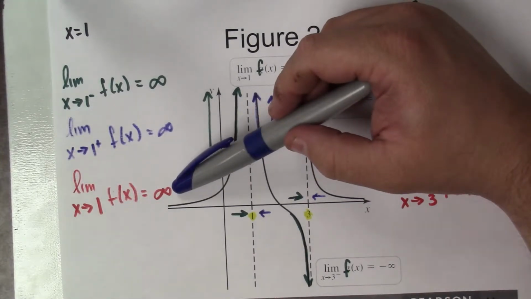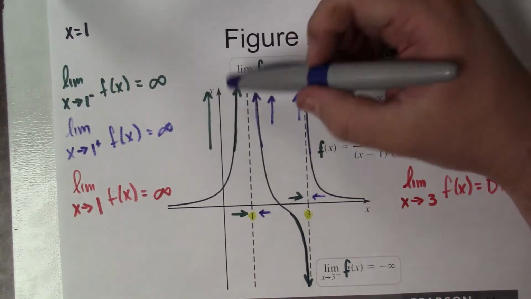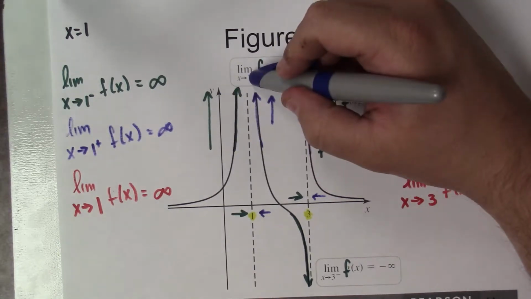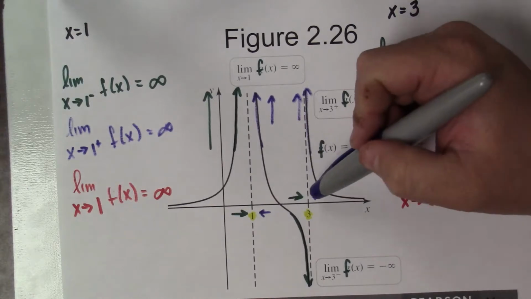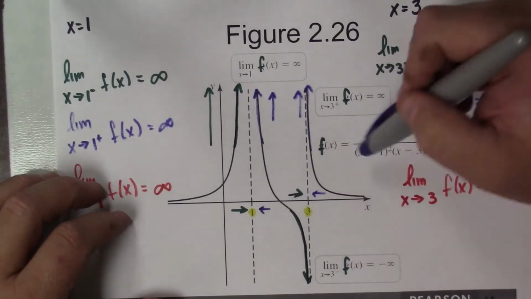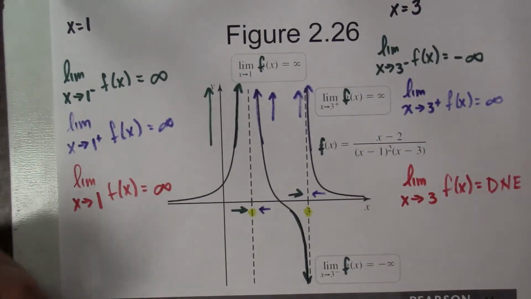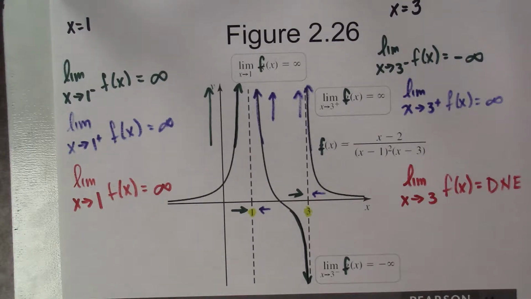So with infinite limits, when we talk about vertical asymptotes, we can have the limit exist at a vertical asymptote. The key is they either both have to be going in the positive direction or they both have to be going in the negative direction. If they do opposite of one another, the limit does not exist.